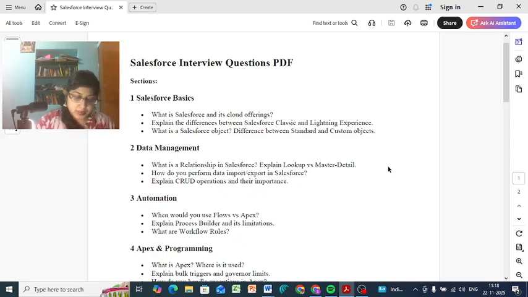Type flow or apex in the comments depending on which you have used more and why. How do you perform data export or import in Salesforce, based on the mechanism that we all place ourselves into? And with all the preferences in the Salesforce mechanism, we have to explain the vertebral.